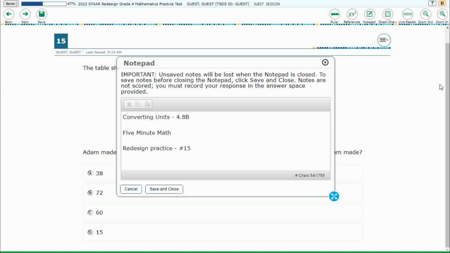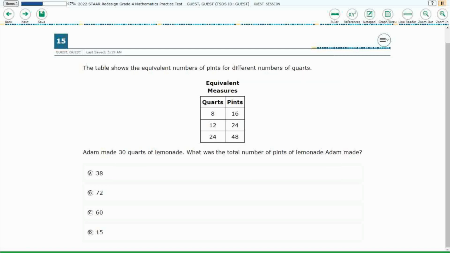Today we are looking at the 4th grade concept of converting units. This is standard 4.8b in the great state of Texas, and we are using item number 15 of the Redesign Practice Online STAAR Test. If you haven't done so already, please go ahead and take a moment to pause the video, work this problem out on your own, unpause it, and we will look at our answers together.